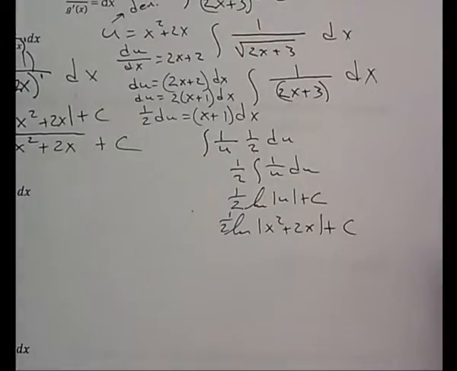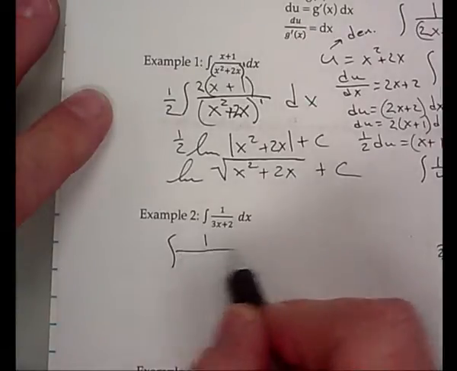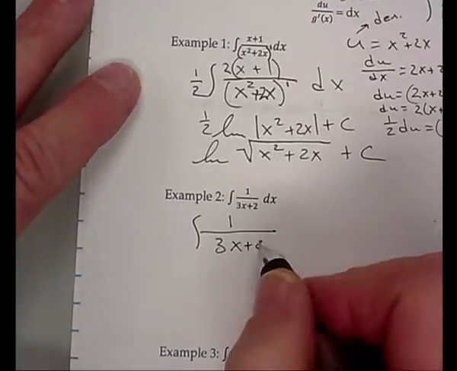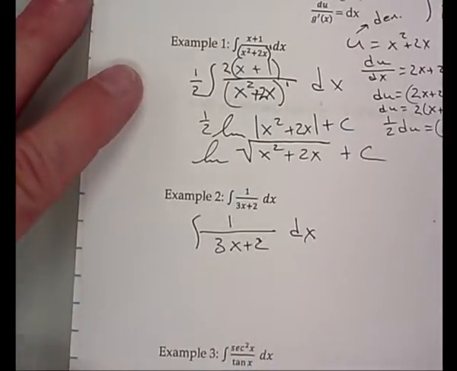All right, Aaron, I'm going to rewrite this here. I'm going to write 1 over 3x plus 2. Hannah, can you see that okay? Yes? Okay.